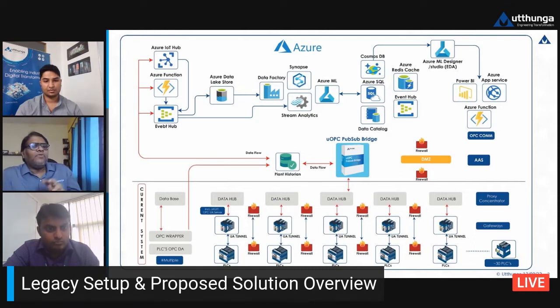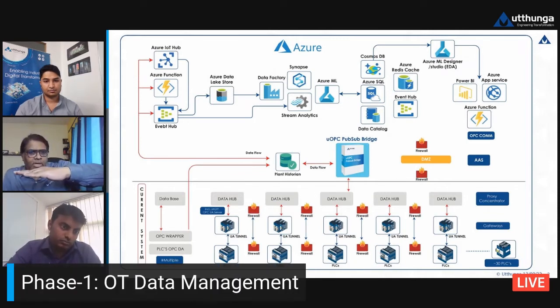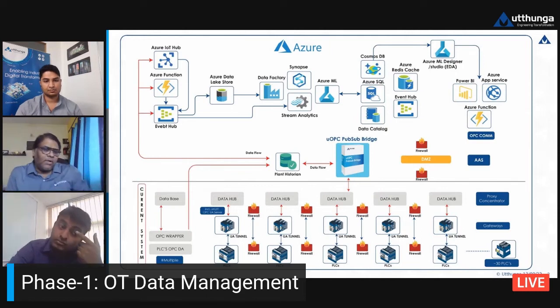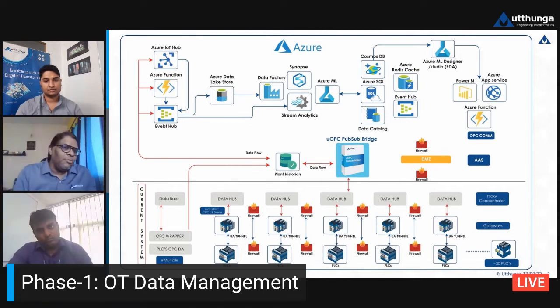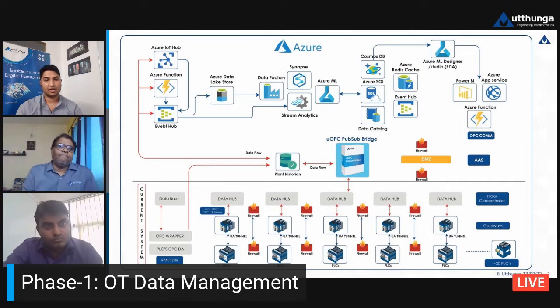Got it. So that's what we did in phase one: getting all the data from the OT layer below, in the OPC or TCP/IP format, and putting it at the data bus, the data hub. Where the cursor is on the data bridge, convert the data from TCP/IP to the PubSub format and push it onto the broker. Okay, got it.